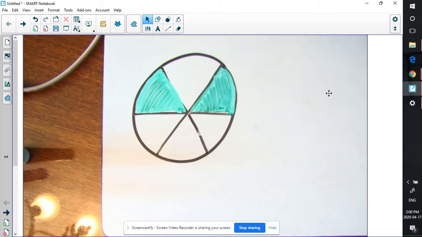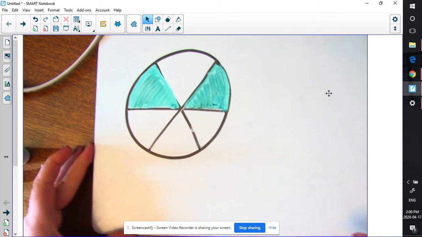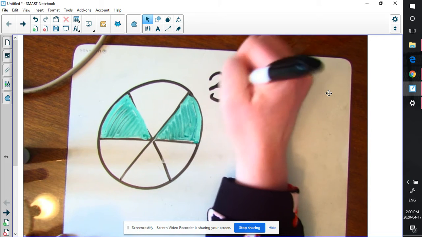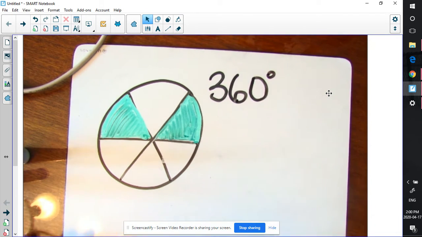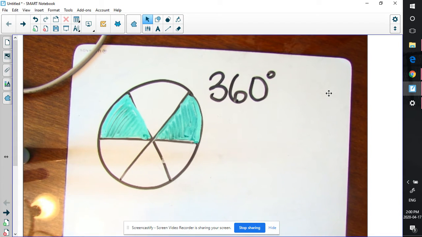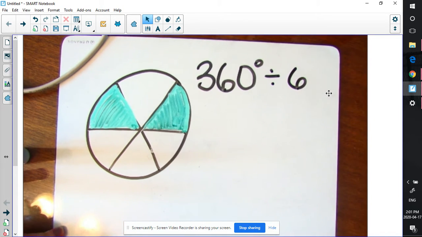So let's figure out the central angle of both of them together. Now, remember that all of the angles in a circle add up to 360 degrees. Now, there are 6 parts. So I'm going to start by finding out what the central angle would be for one part. To do that, I have to do 360 divided by 6.